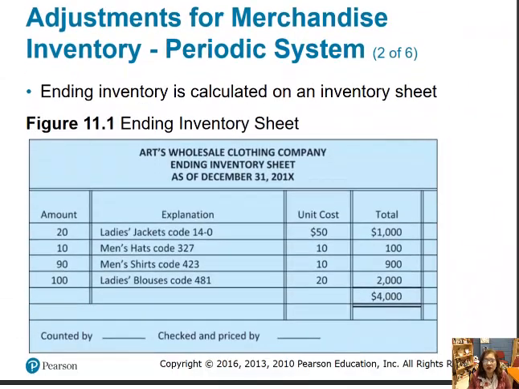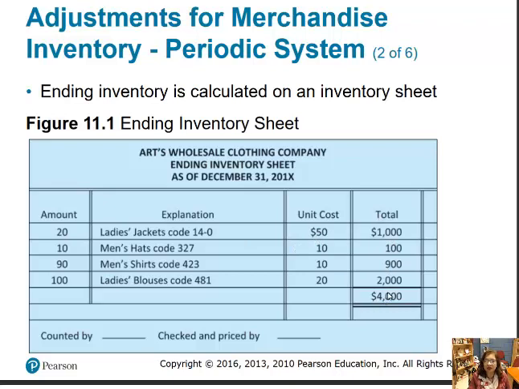So under the periodic system, let's say we purchased all of this information that we have here, and we're looking at the ending inventory sheet. We have 20 of the ladies' jackets, 10 of the men's hats, 90 of the men's shirts, and 100 of the ladies' blouses. We have the unit cost for each one under the dollar amount. We have the total because we've multiplied the amount by the unit cost for each one.